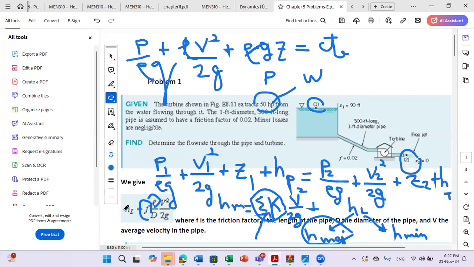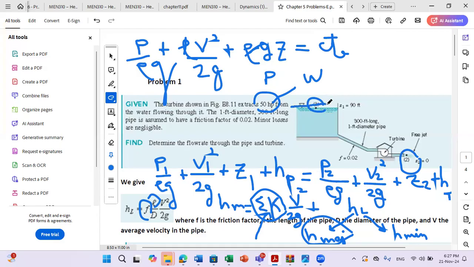And for major losses, I will give you the friction factor. You just need to know how to apply the rule in order to calculate the power extracted by your turbine. So if we apply this general formula for this example, first you have here a reservoir.